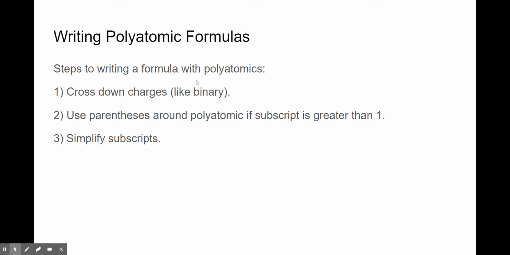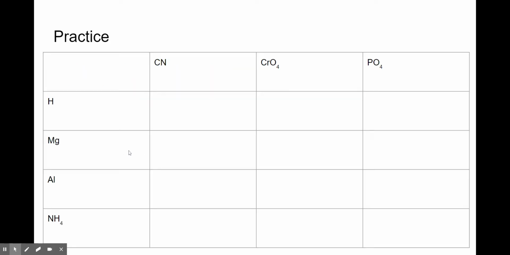Steps to writing a formula with polyatomics. First, we're going to cross down the charges, just like binary. We're going to use the parentheses around the polyatomic if the subscript is greater than 1. And then we're going to simplify our subscripts.